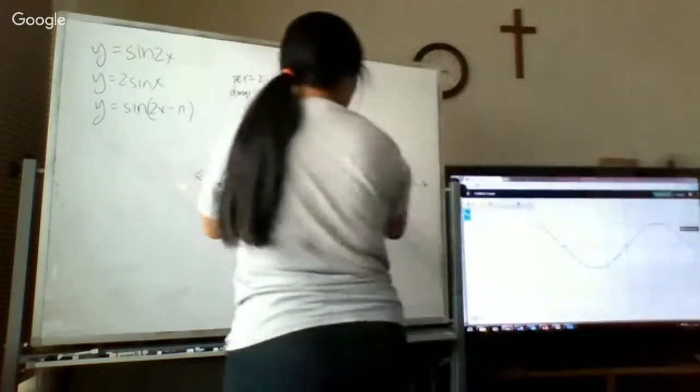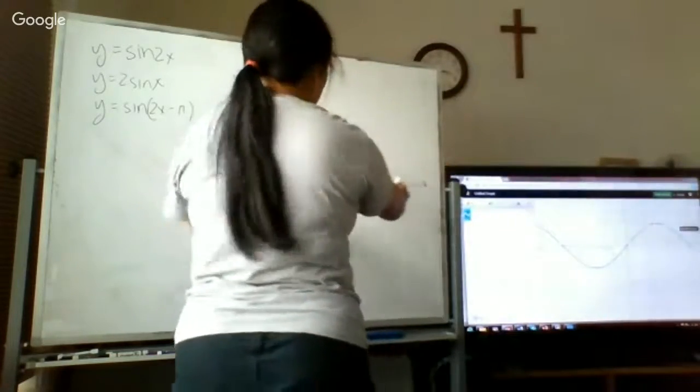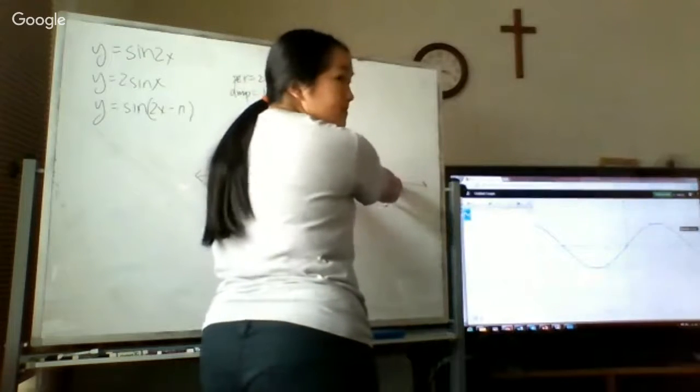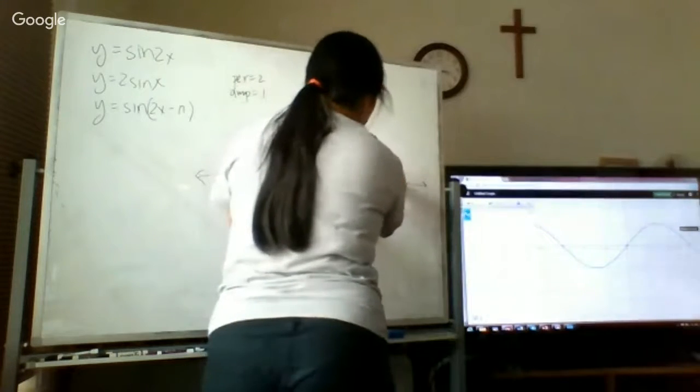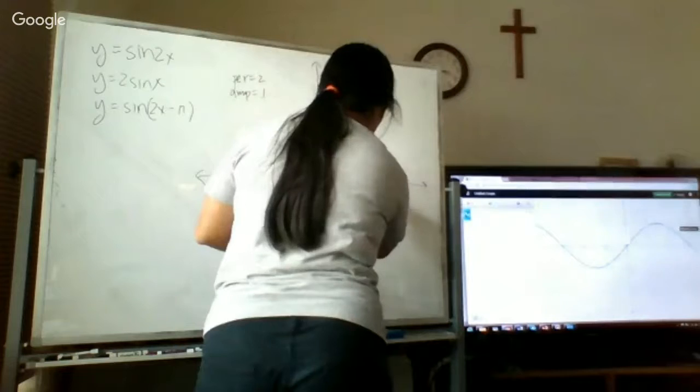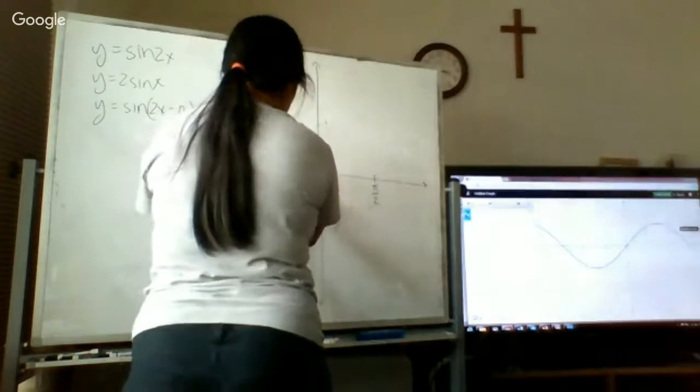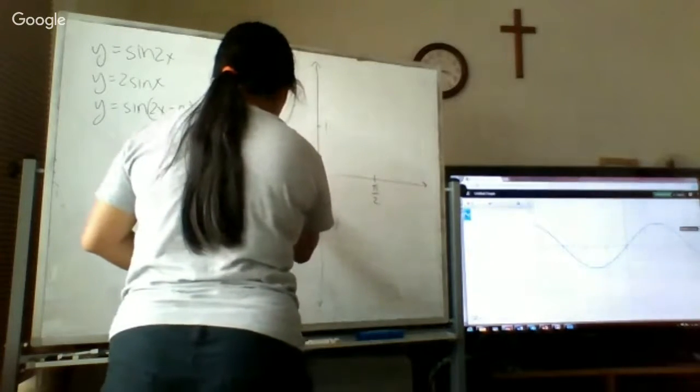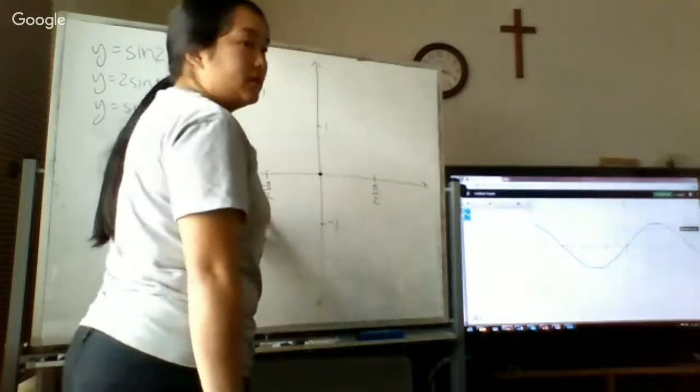So we know that our total period is going to be pi. So which means half of the period is going to be pi over 2. Okay, so I'm going to put pi over 2 over here. And the other half is going to go another pi over 2 in the other direction. Negative pi over 2, right?